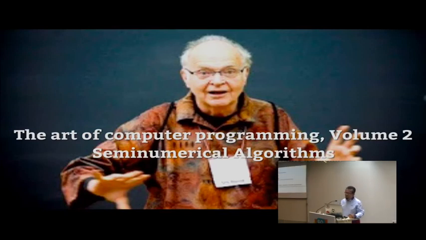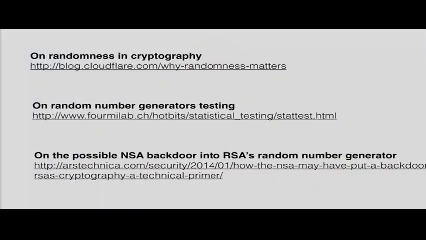And finally, if you want to read a little bit more, there is a series of really good articles about randomness in cryptography by Claude Fair that might help you understand why randomness is important in cryptography. In the second link, there is a very good description of how statistical testing of random numbers works. And if you want to read more about the possible backdoor in RSA's random number generator, this Ars Technica article is also very good.